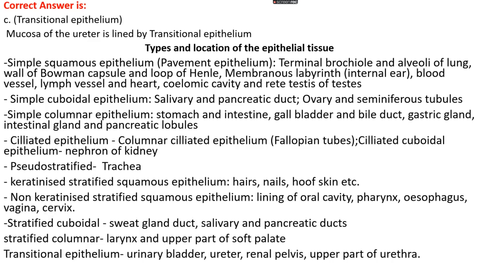Stratified cuboidal epithelium mainly lines sweat glands, ducts, salivary and pancreatic ducts. Stratified columnar epithelium lines the larynx and upper part of the soft palate. Transitional epithelium, which has the property of elasticity, is mainly found in the urinary bladder, ureter, renal pelvis, upper part of the urethra, etc.